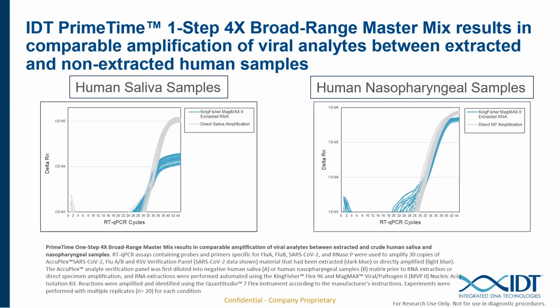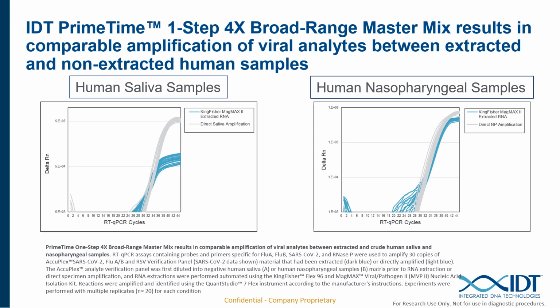For the non-extracted RNA samples shown in gray, the AccuPlex analyte verification panel was diluted into negative human saliva or nasopharyngeal matrix and directly added to the new master mix with our direct amplification enhancer. As shown, RNA samples resulting from non-extracted human samples using the direct amplification method, shown in gray, actually have increased endpoint fluorescence compared to extracted RNA, which is shown in blue.